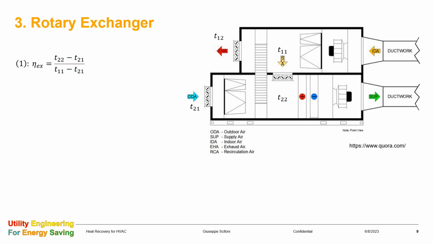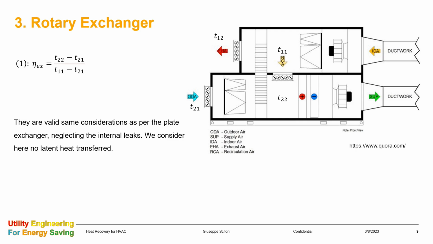We neglect here the internal leakages that strongly depend upon the wheel type and location of the fans. Moreover, we consider only sensible heat transfer. The heat demand of the coil is given by a similar formula. Of course, we expect here a lower value since the exchanger has a higher efficiency.